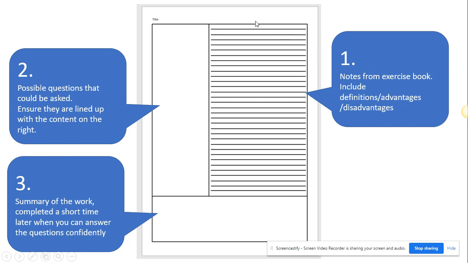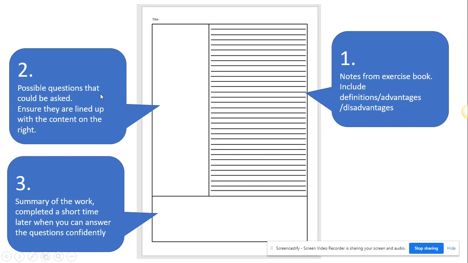So the first process is taking notes. Now, these notes for you guys can be from anything in your exercise book that you may have done. It could be a particular topic. What I would say is don't cram information into here. You'll see in a second. But it could be advantages, disadvantages, it could be definitions, it could be history, a series of events, it can be anything. Once you've done your notes, you're then going to pose possible questions based on this content.